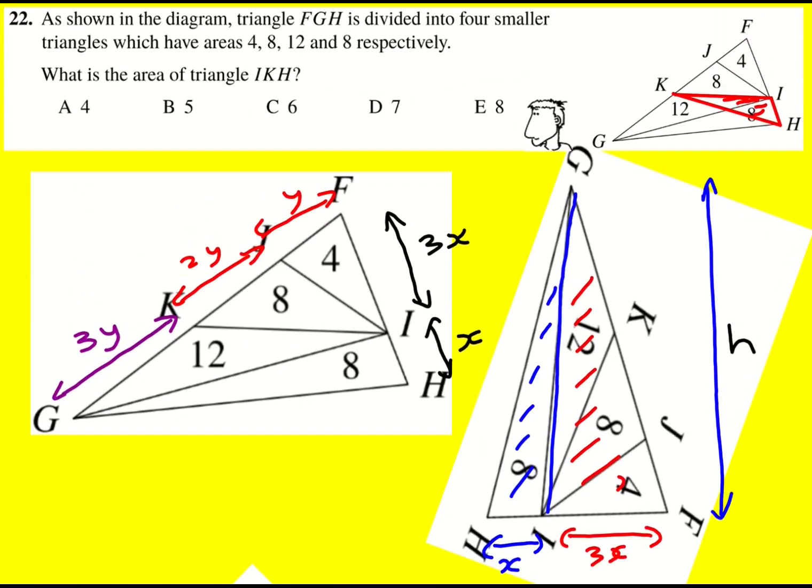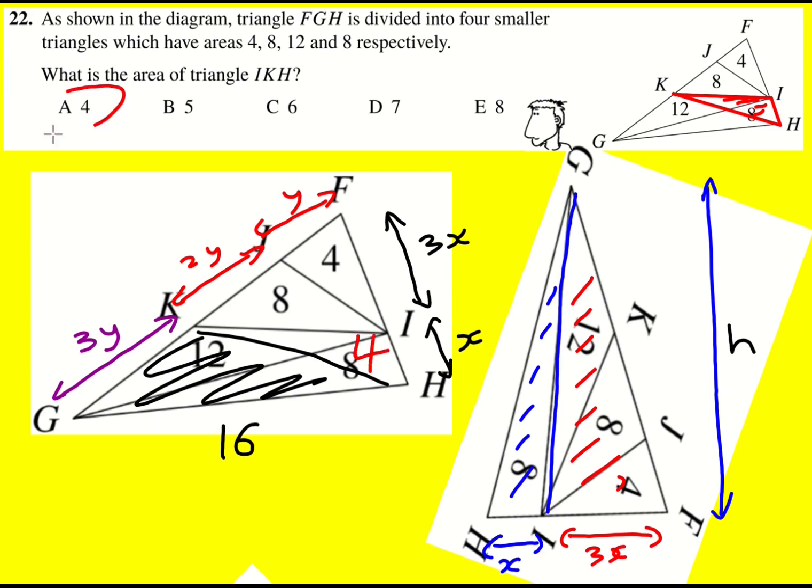And that means we can work out the red triangle because the whole thing is 20. We've just said that this bit here is 16, which means the final missing bit must be 4. The area of IKH is 4. Oh, well done.